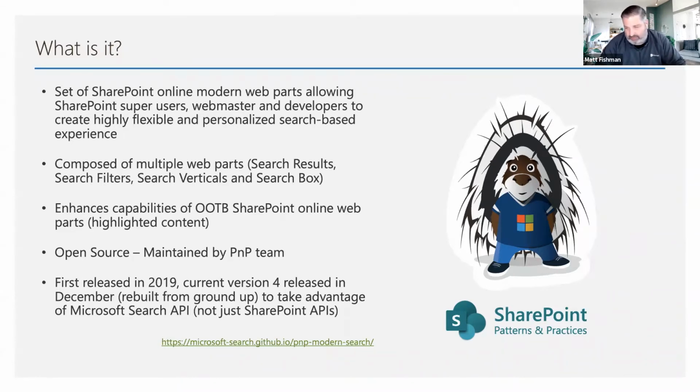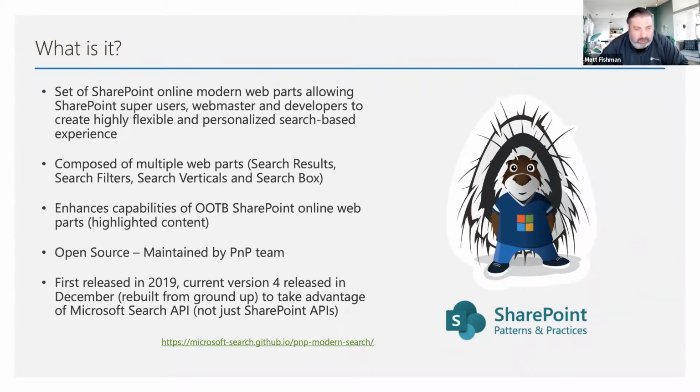And also, if you don't know, the PnP team is a community group, but it's organized by Microsoft. So everything's open source. I assume at some point in the future that the PnP search web parts are going to be officially supported by Microsoft, but don't quote me on that. So it's really composed of 4 web parts: search results web part, search filters, search verticals, and search box. And I'm going to describe most of those today.